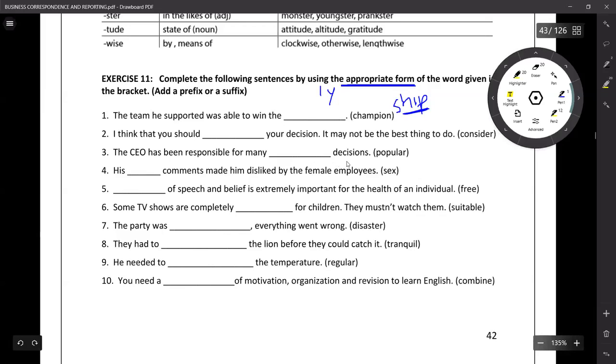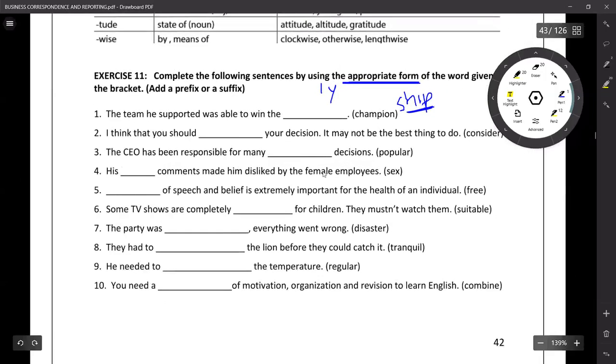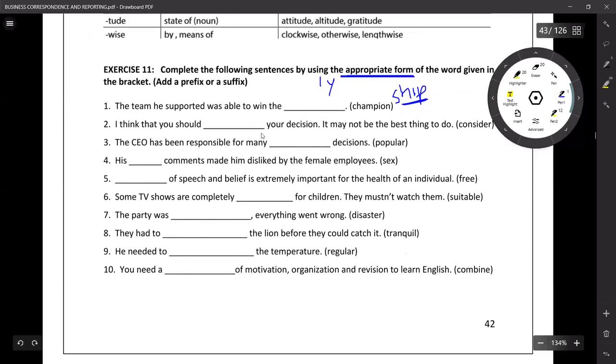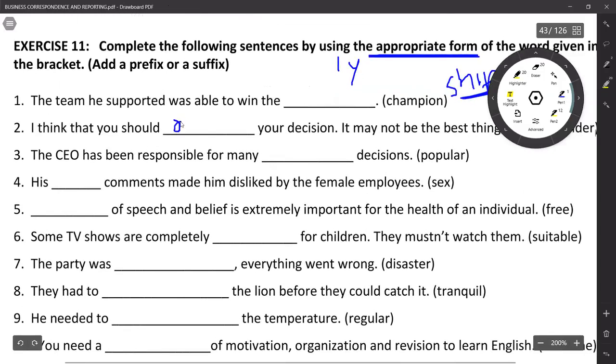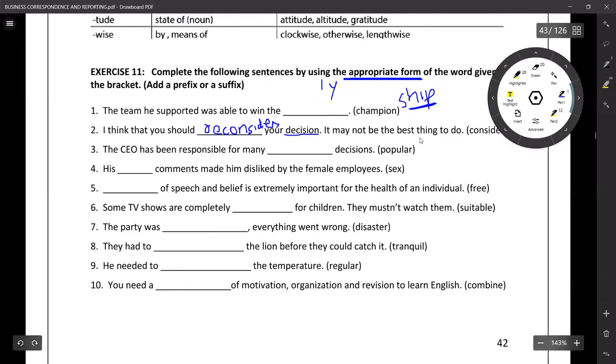I think you should dash your decision. It may not be the best thing to do. Very good. I think you should rethink. I think you should reconsider your decision. You've already considered it once and you've taken a decision, but I don't think that's the best thing. So again, revise it. So correct, reconsider. Re as a prefix means again. So consider it once again, think about it once again, and go ahead and change the decision.